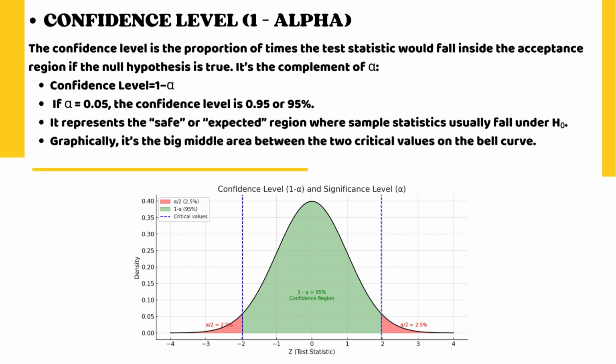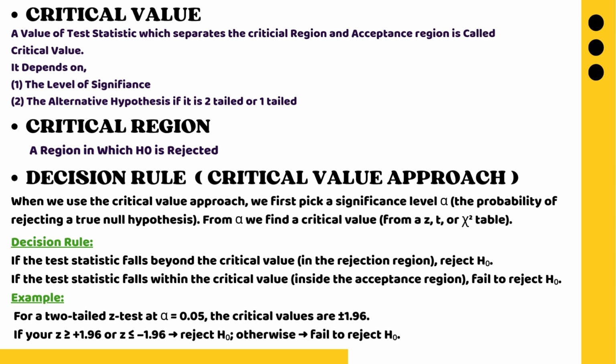Now look at these two small red tails on either side. Each tail is labeled as alpha by 2, that is 2.5%, and these two combined is 5% in total. If the test statistic fell in these regions, it is rare and so we reject H naught.